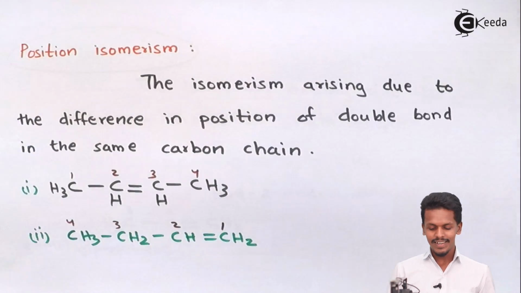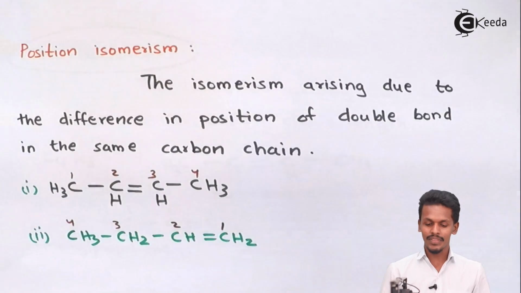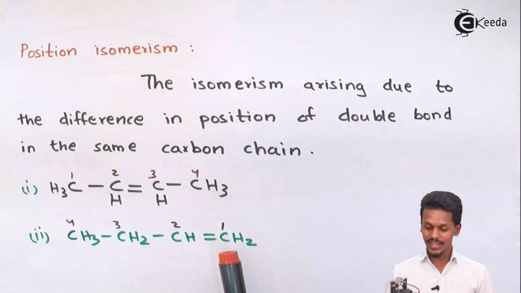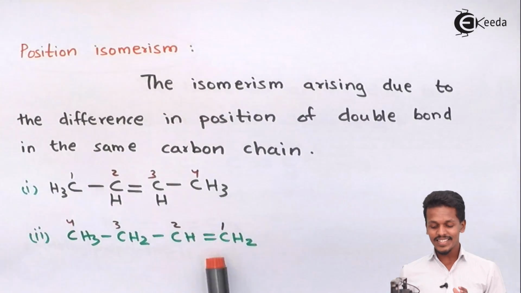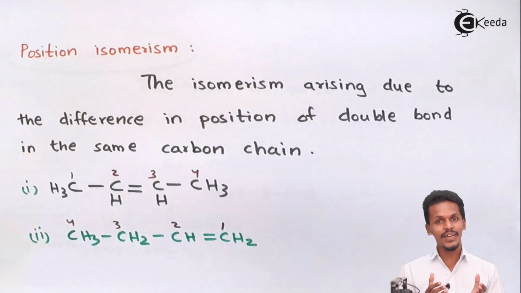As we could see, in the first case the carbon-carbon double bond is between carbon 2 and carbon 3, while in this case the carbon-carbon double bond is between carbon number 1 and carbon number 2. So that is the reason the position of the double bond is changed, and we could see that there is a difference.